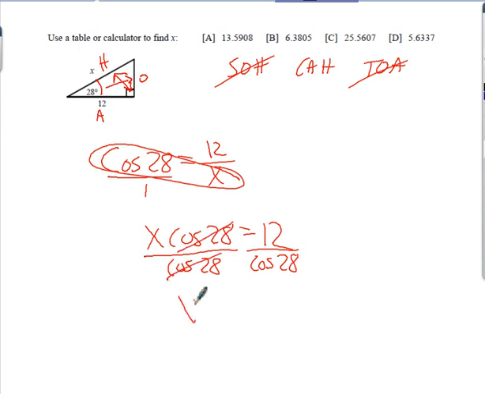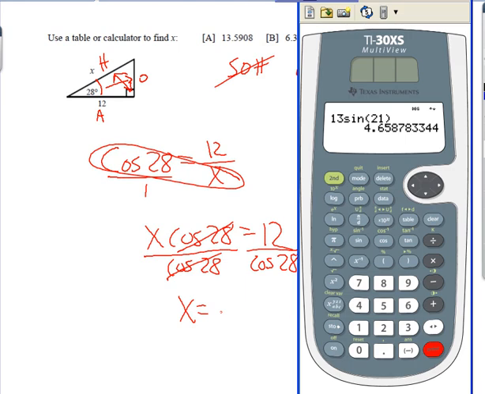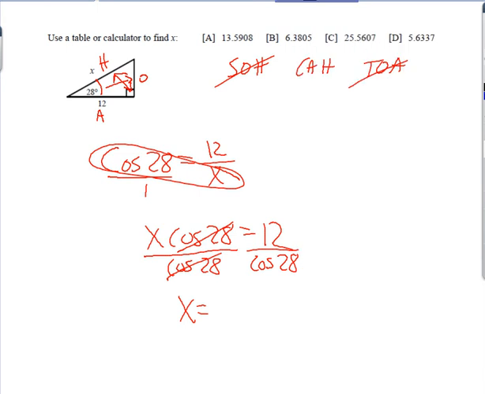I get x equals, well, pull up my calculator. Clear that. 12. Throw it into a fraction. And cosine 28. Close that parenthesis. Hit enter. 13.6 it looks like. Now they had it further out than I was thinking.